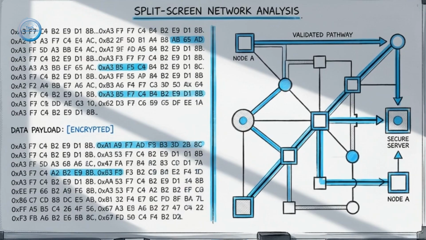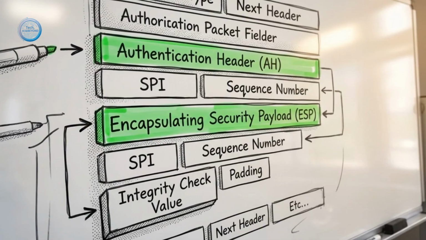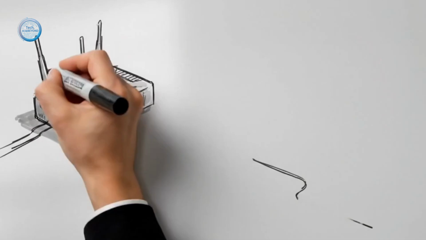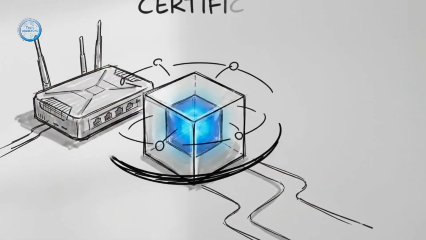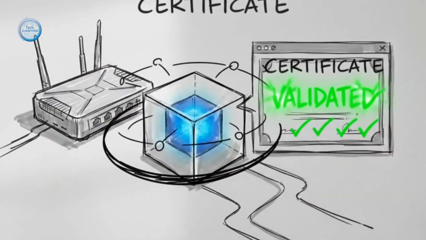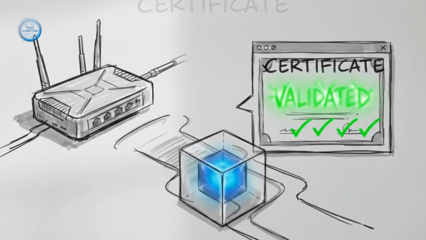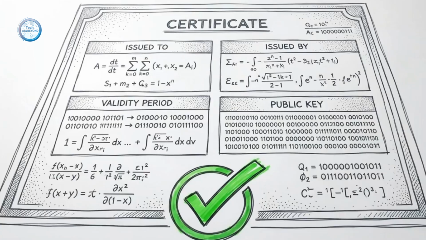Solving these vulnerabilities requires two distinct cryptographic frameworks. For the data payload, IPsec utilizes authentication headers and encapsulating security payloads to provide origin verification and end-to-end encryption. For the topological routes, network operators deploy the resource public key infrastructure. This system enforces route origin validation, requiring an autonomous system to provide a digitally signed validation, proving it mathematically owns the addresses it claims to route.